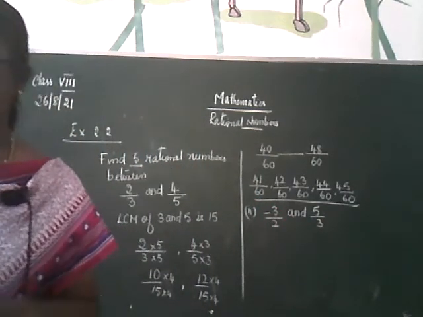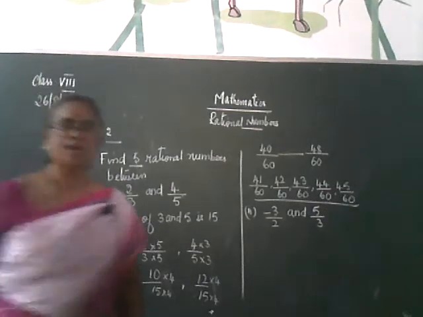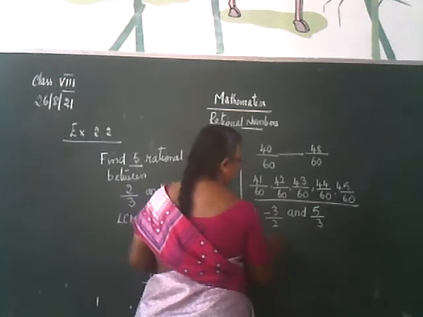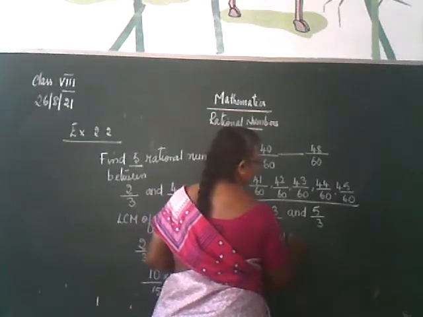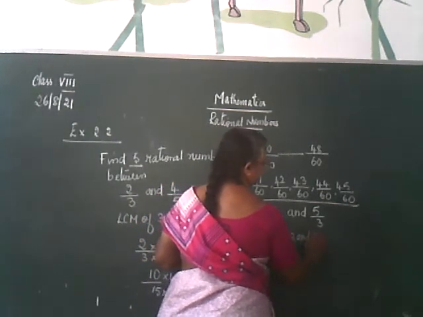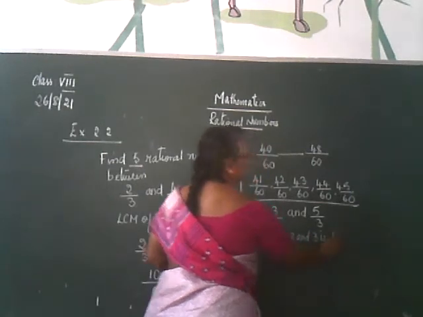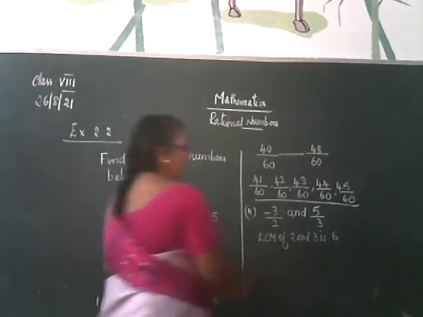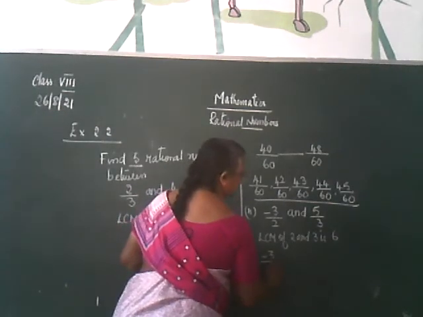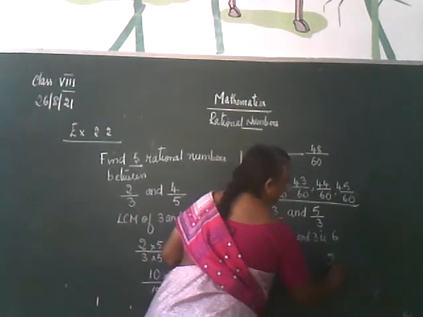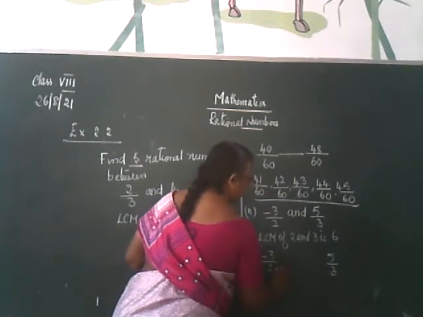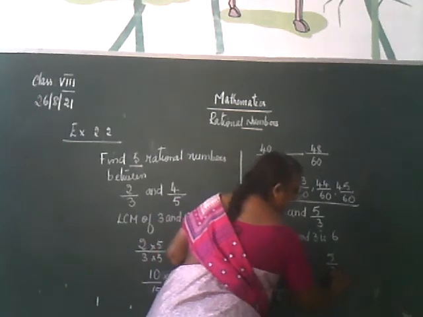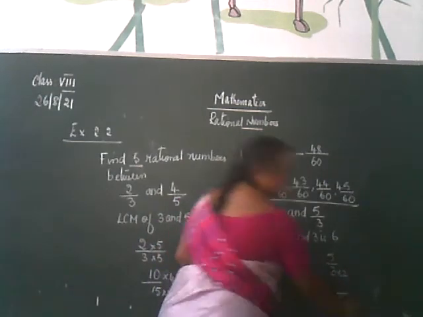Same heading, sum is 2. You tell me now, again the denominators are different. So, what is the LCM of 2 and 3? Both are prime numbers, just multiply. 2 3s are 6. So, minus 3 by 2, 5 by 3. So, 2 multiplied by 3 will give you 6. 3 multiplied by 2 will give you 6.